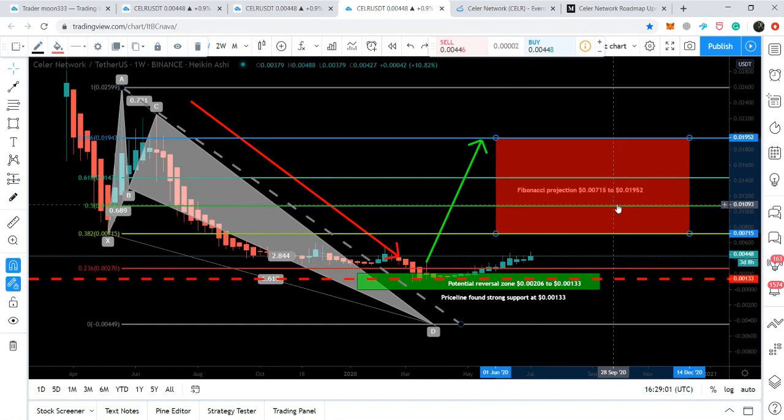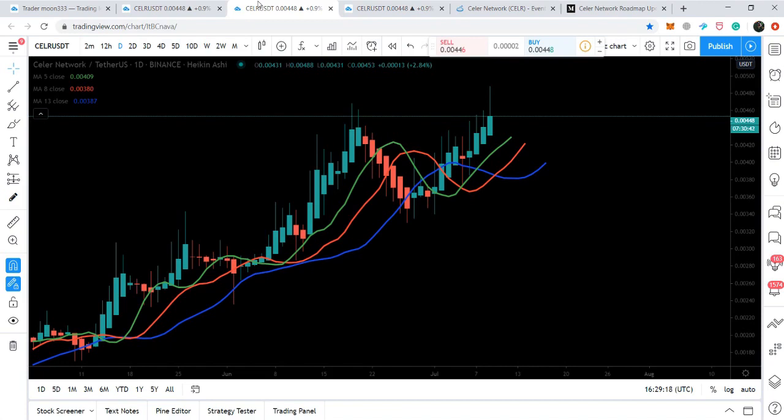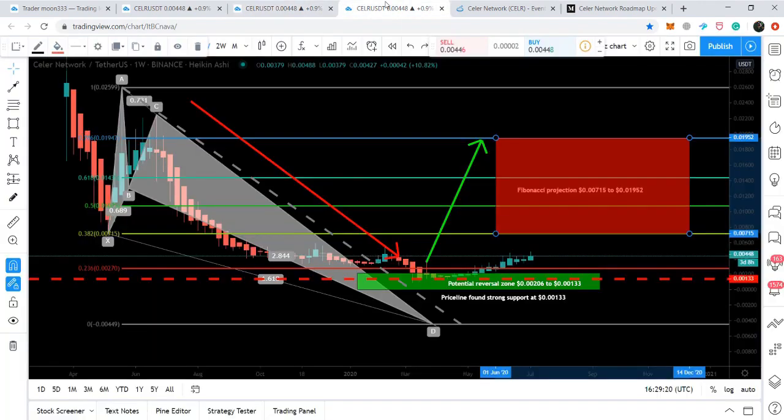So this was the update so far on the price action of CELR, the Celer token. If I have more updates, I'll definitely share them with you. If you have any questions regarding this harmonic pattern move or any other move that I have shown you in this video, about any indicator or any moving average, you can ask in the comment section. I'll try my best to reach your comments as soon as possible and to reply to them.